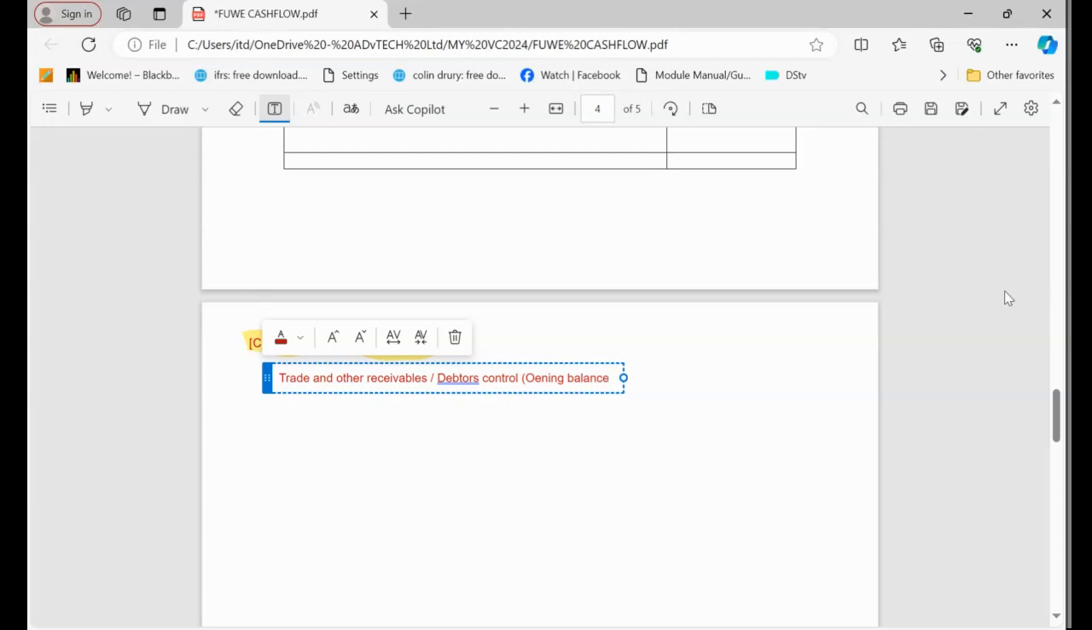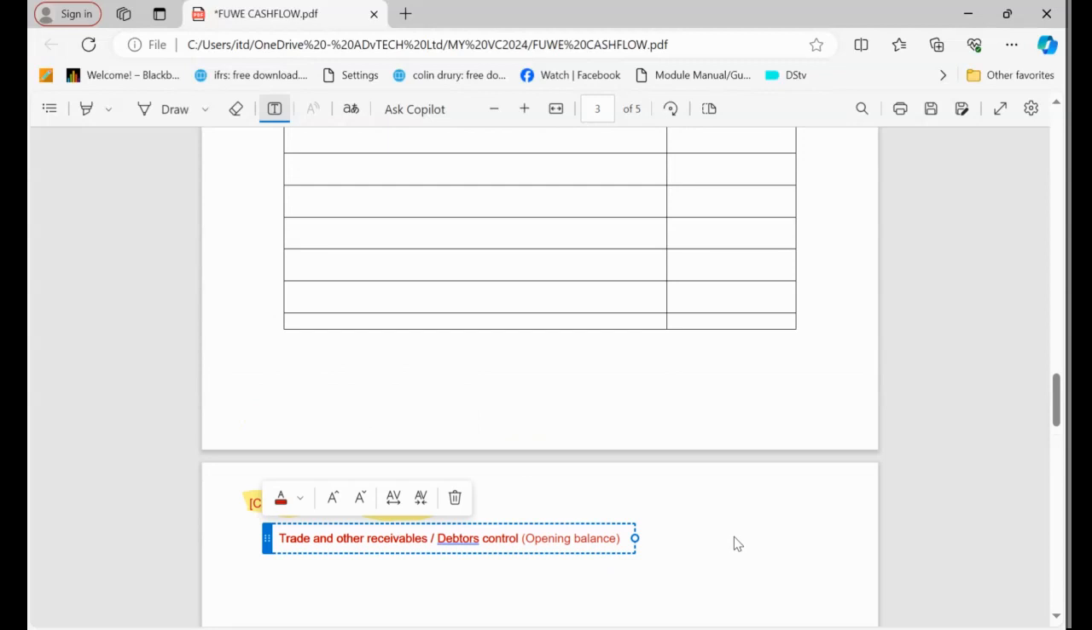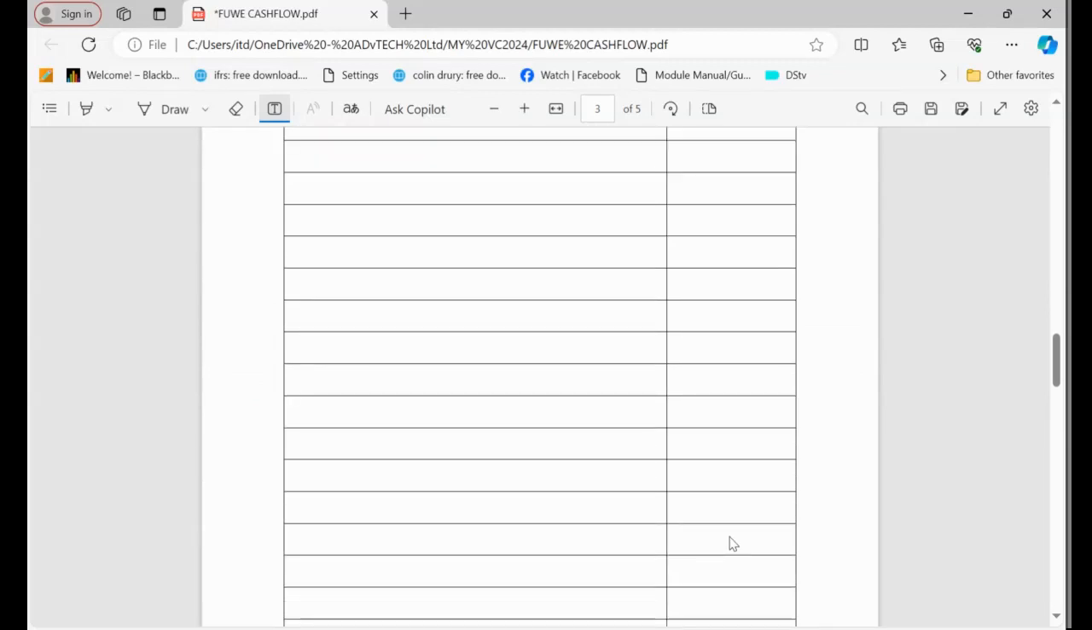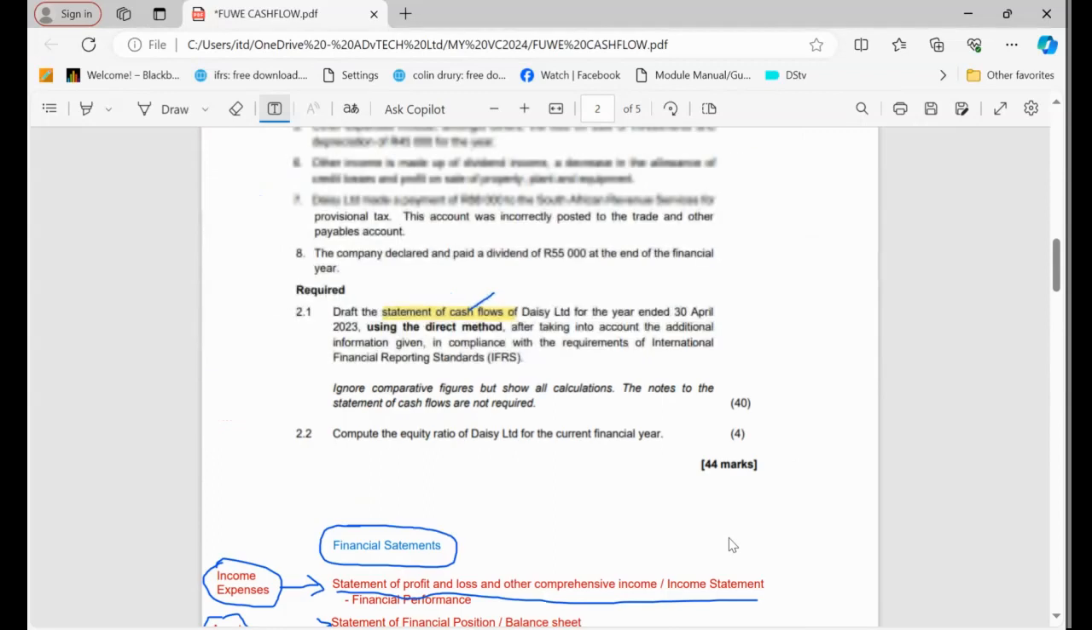So we need to go and find the opening balance. Or you can call it balance at the beginning. It's up to you. Remember, we're trying to calculate this cash receipt from customers. So what we need to do, we need to go back to the information.